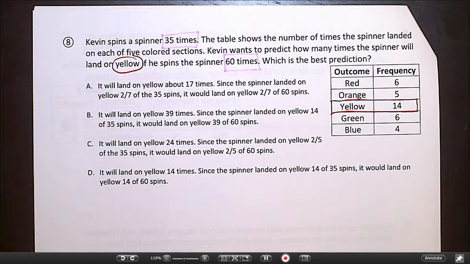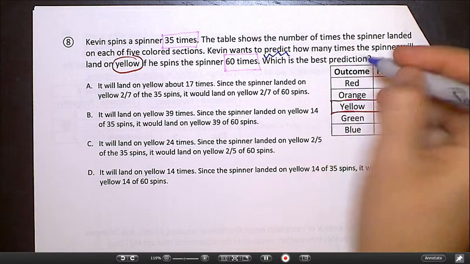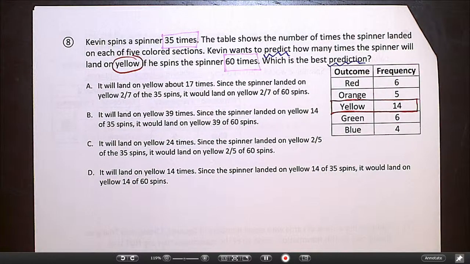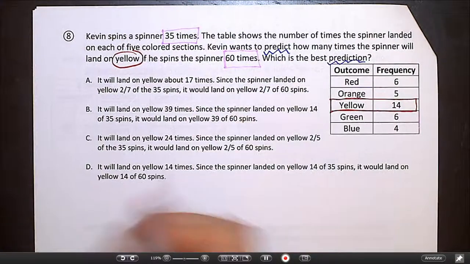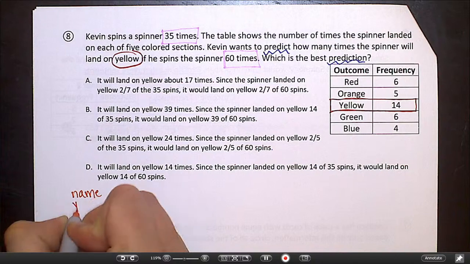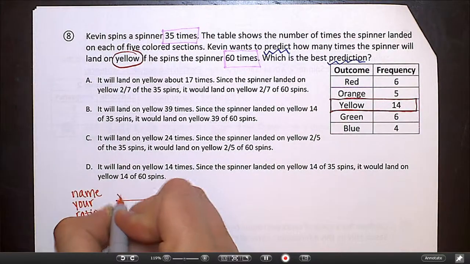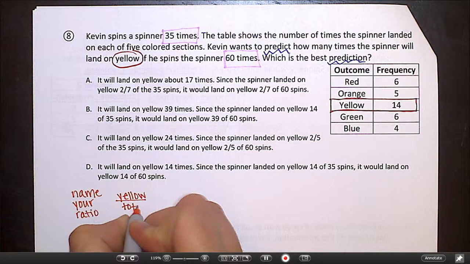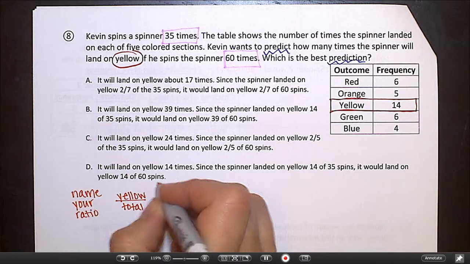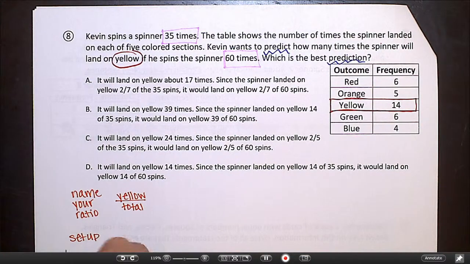Now, what's cluing me in here is this word predict. Okay, and prediction. Just like we did with the pink cards, anytime we're predicting something, it's a good idea to use a proportion because it's probably going to be a proportional relationship. We're using the information that we've already taken to predict how that would relate to a bigger situation. So let's go through this just like we would any other proportion. We're going to name our ratio. So I'm going to go with what I want, which is yellow, number of yellow, over the total. Okay, then we're going to set up our proportion.